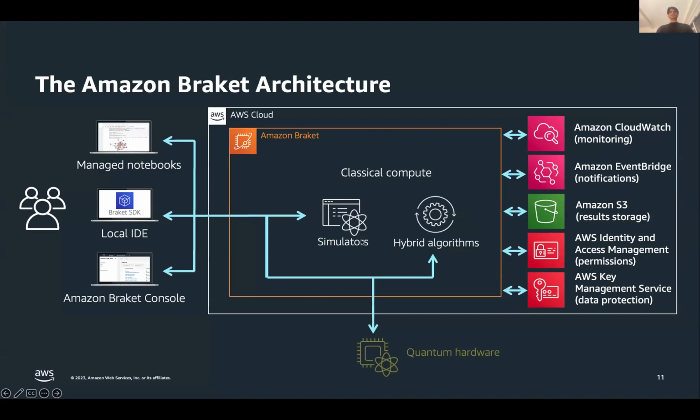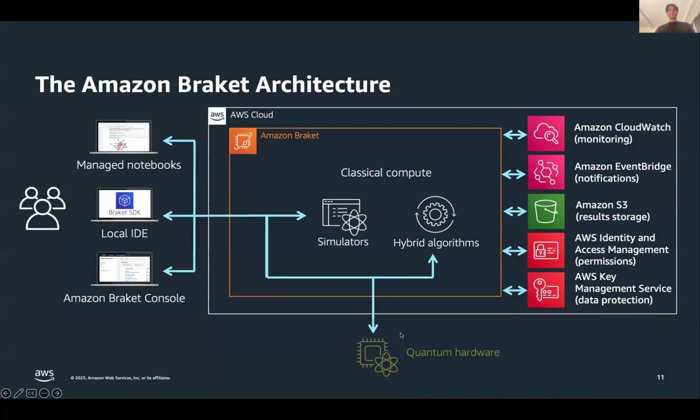Amazon Braket itself, within the cloud, has simulators. These are classical simulators that use Amazon EC2 instances to simulate quantum hardware. And then we have hybrid algorithms, or hybrid jobs, a feature that you will learn more about in the second part of the talk tomorrow. So Amazon Braket as a service within the cloud has access to simulators and hybrid algorithms.